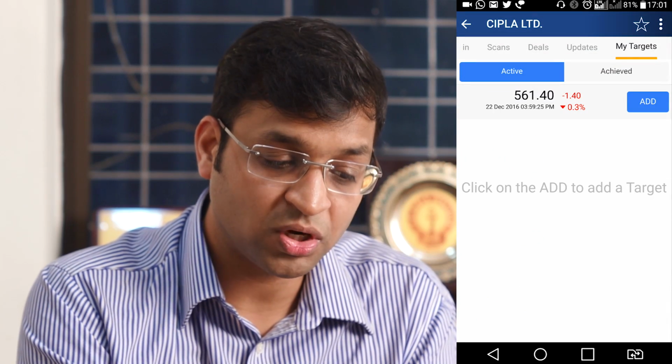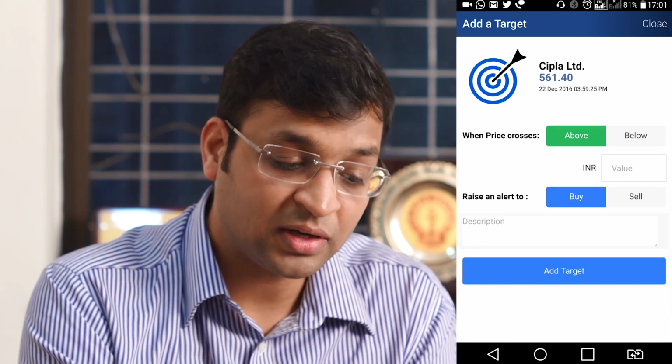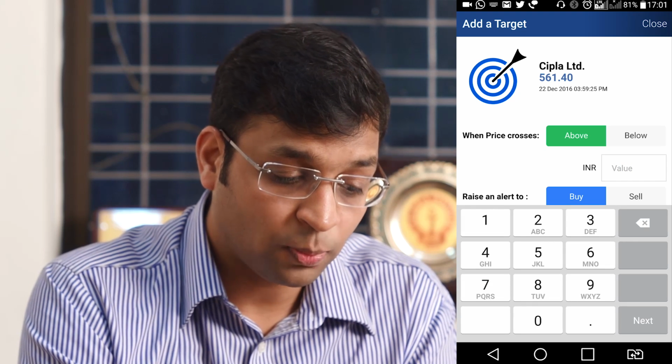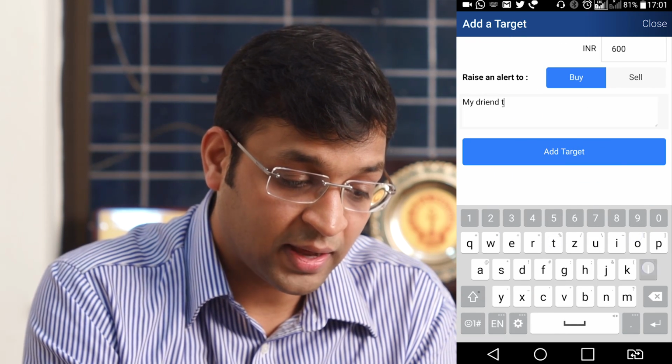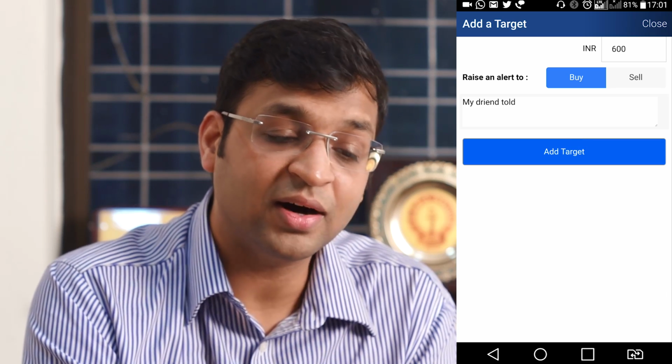So we have given you an option where you can add a target for Cipla. Say I want to buy Cipla when the price crosses 600 and I can just add this target. So whenever Cipla breaches that target, it will inform you instantly. Now this feature is phenomenal. You get everything related to a stock in a particular app at your fingertips. So doing research on a stock is a matter of 10 to 15 minutes.